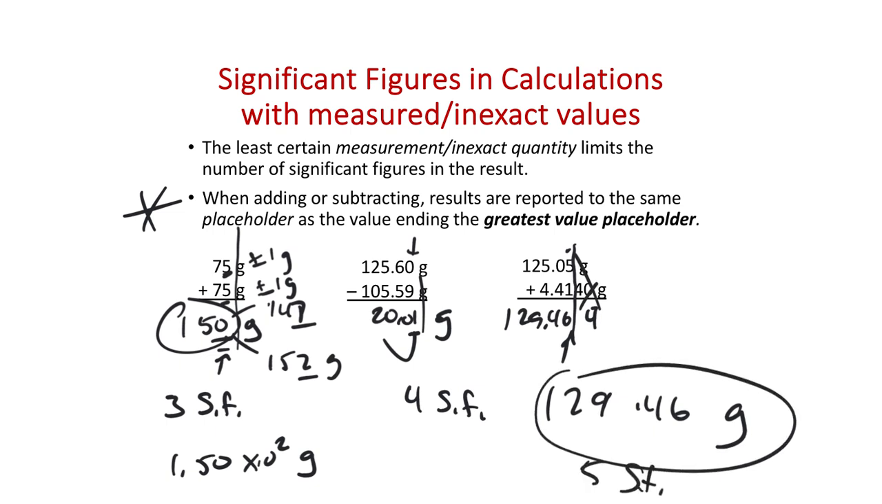Note that never were we counting sig figs. I was never looking at it being 2 sig figs plus 2, how many should it be? Or 5 sig figs plus 5 sig figs. We're not counting sig figs here. We're looking at our placeholders.